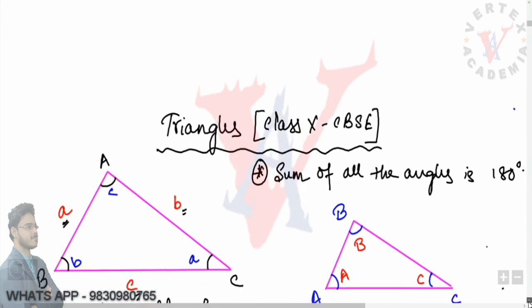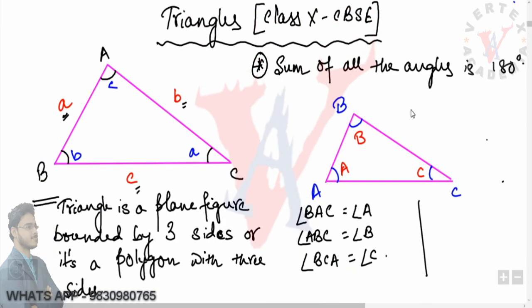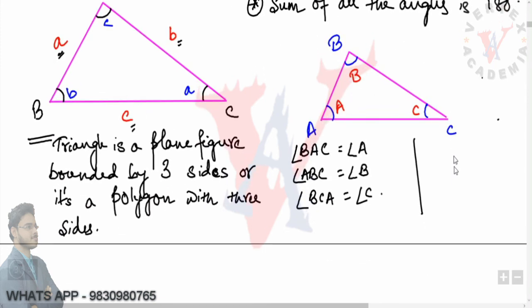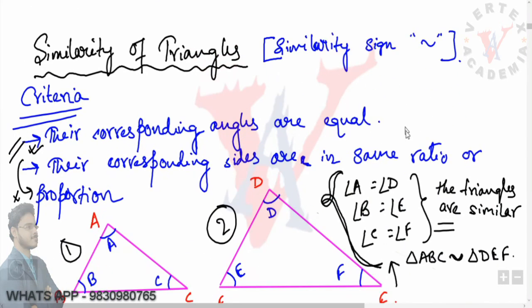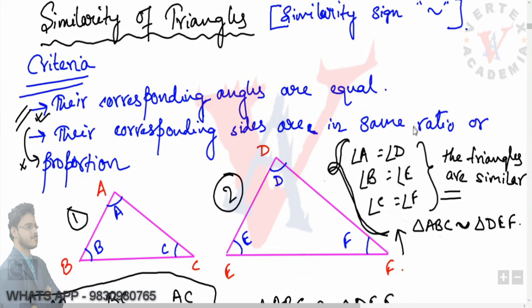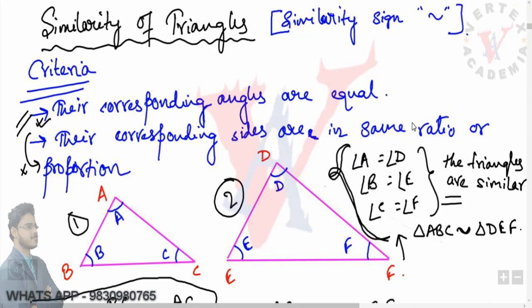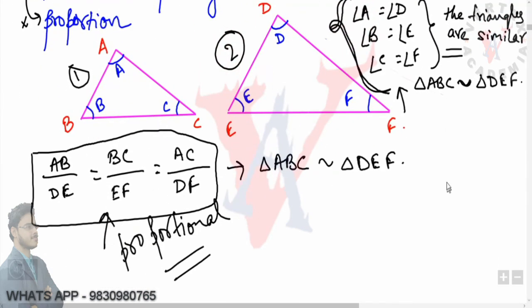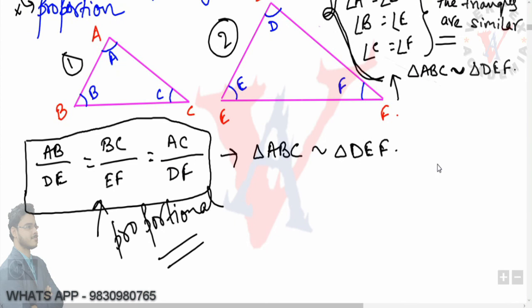So to conclude, a triangle is a plane figure bounded by three sides, and this is how the angles and sides are denoted. Regarding similarity, it is a new thing which you will be learning in class 10. The similarity of triangles is that when two triangles have all their corresponding angles equal, then we can say the two triangles are similar. Or if the two triangles have their corresponding sides proportional, then also we can say that the triangles are similar. This is a very important property. In the future lectures you will know its importance.